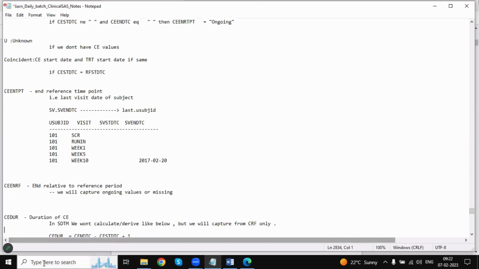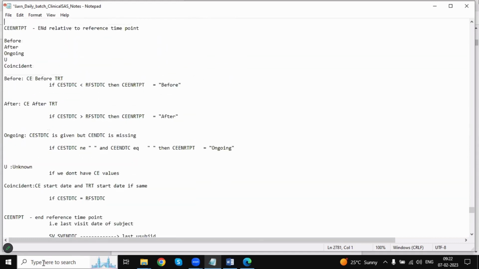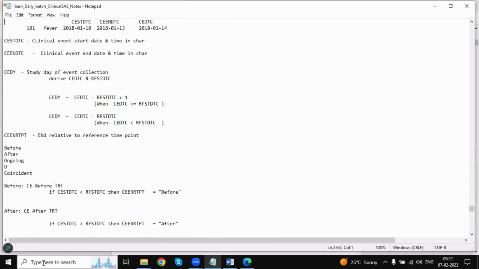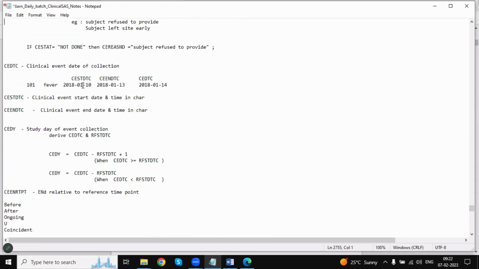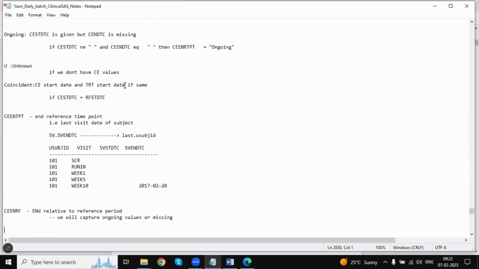Duration, yes, duration meaning again the duration of the clinical event. So he suffered from fever. For example, how many days did he suffer from fever? On the 10th he started, on the 13th it ended. So he suffered for 4 days: 10, 11, 12, 13. 4 days he suffered. The number of days we will capture. It's going to be the duration.